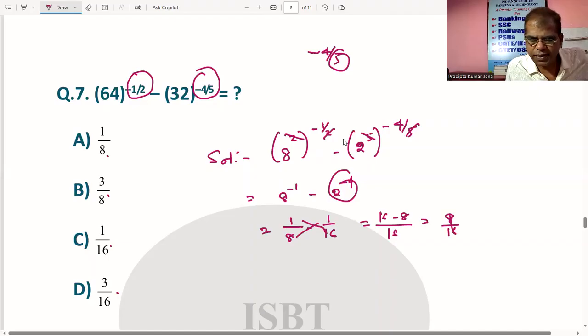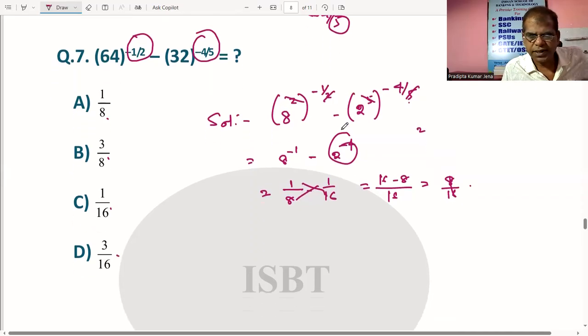That is equal to 8 by 16 into 8, so the 8 cancels and we get 1 by 16. Okay, this is the answer.